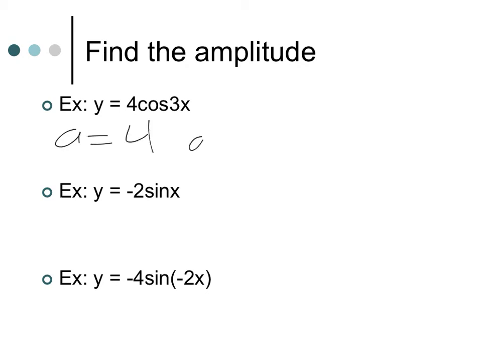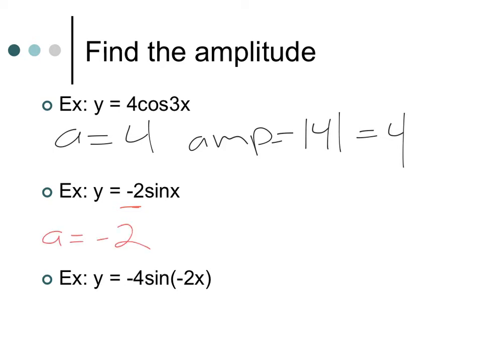The amplitude is going to be the absolute value of that, which is still 4. And what that means is our graph has been vertically stretched by a factor of 4. It's going to be 4 times as tall and then 4 times as low for the maximum and the minimum values. If you look at our next function, we have a negative 2 out in front, which means a is negative 2. That's the number we're going to actually be multiplying our 5 points by to change the y values. The amplitude, though, again, is the absolute value of that. So the amplitude is 2, which again means that our graph is going to be twice as tall.